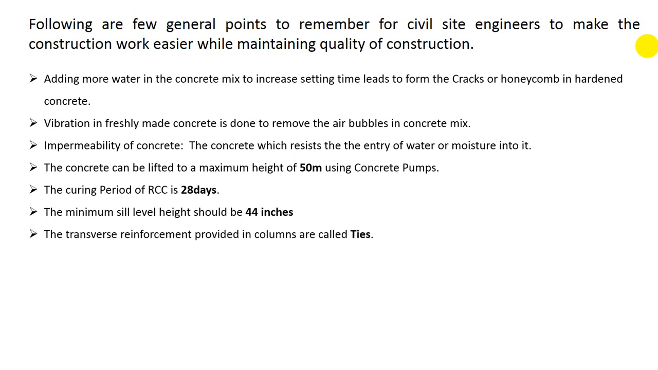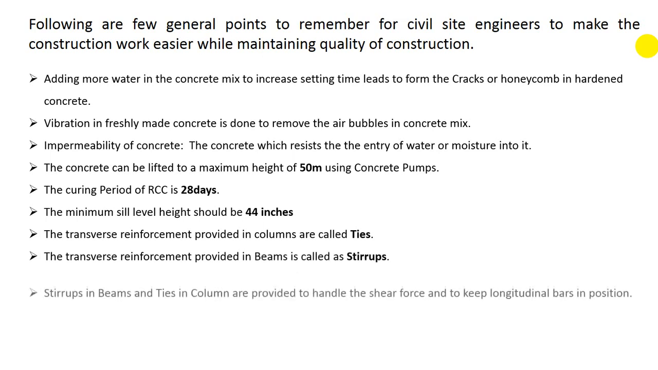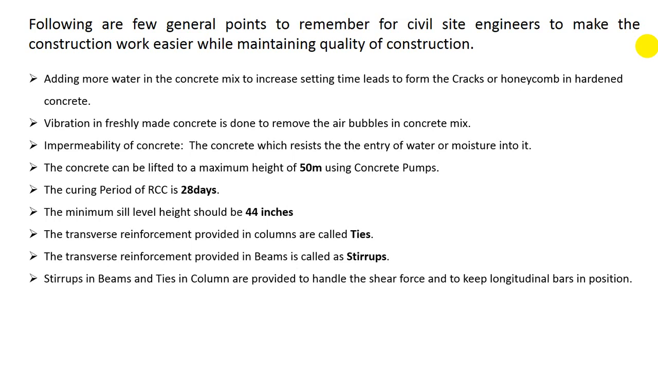The transverse reinforcement provided in columns is called ties, and the transverse reinforcement provided in beams is called stirrups. Stirrups are in the beams and ties are in the columns. Ties in the columns are provided to handle the shear force and to keep the longitudinal bars in position.